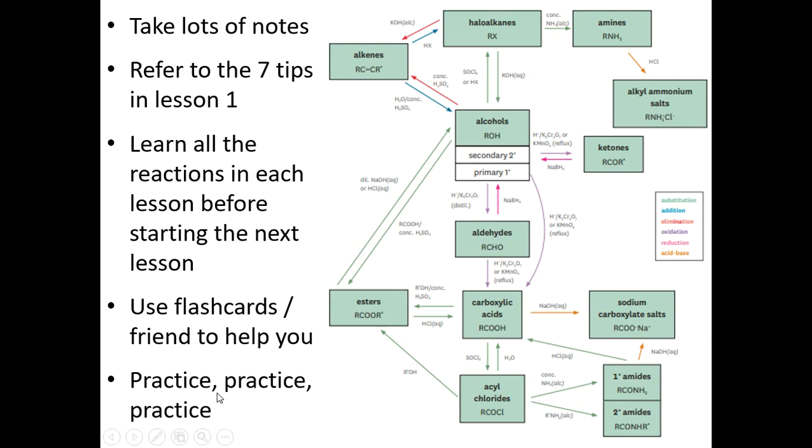Practice, practice, practice. Now, when you make your flashcards, learn in terms of type of reaction, as well as going from one functional group to the other. So a forward reaction, as well as if you had a functional group as a product, how can you make that particular functional group from other functional groups?